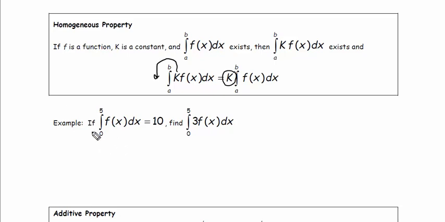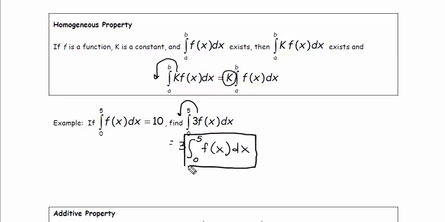So if I know the integral from 0 to 5 of f of x dx is equal to 10, find the integral from 0 to 5 of 3 times f of x dx. I can bring that 3 out front. So 3 times the integral from 0 to 5 of f of x dx. Then this guy right here, they just told me was 10. So this is 3 times 10, and the whole thing is 30.